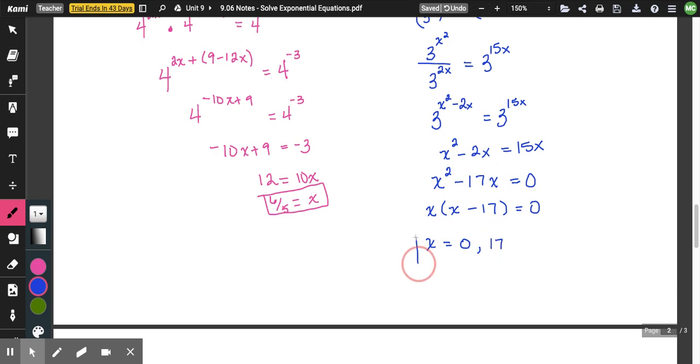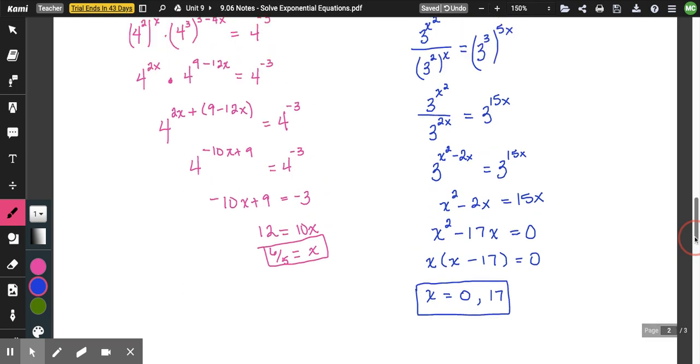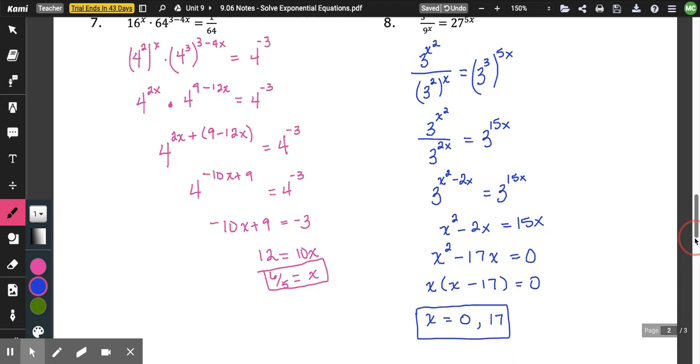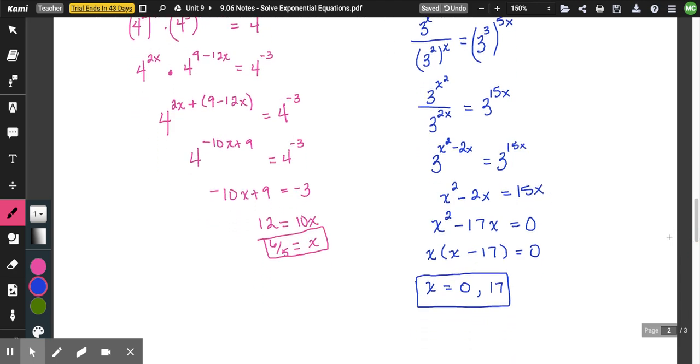So this equation actually ended up with 2 correct answers, x equals 0 and x equals 17. And once again, you could check that by substituting both of those answers back in place of x in the original equation, and make sure that it makes the left side equal the right side. Okay, now you try the rest of the problems.